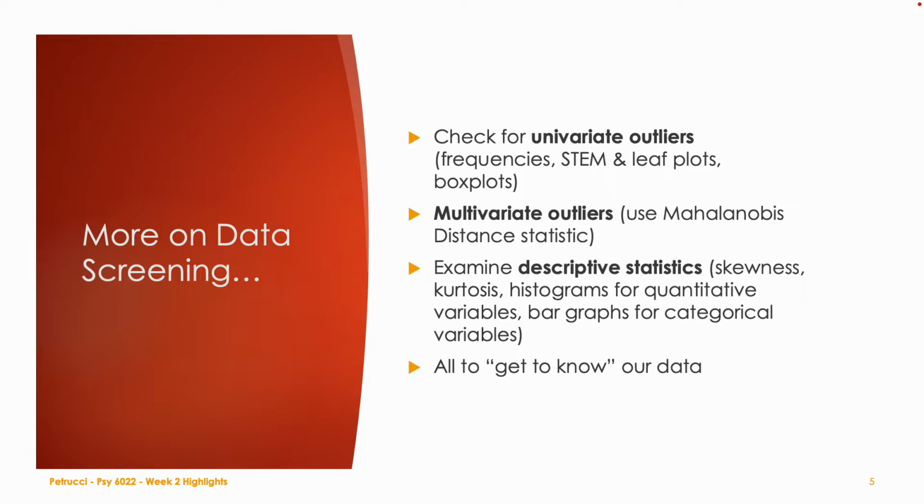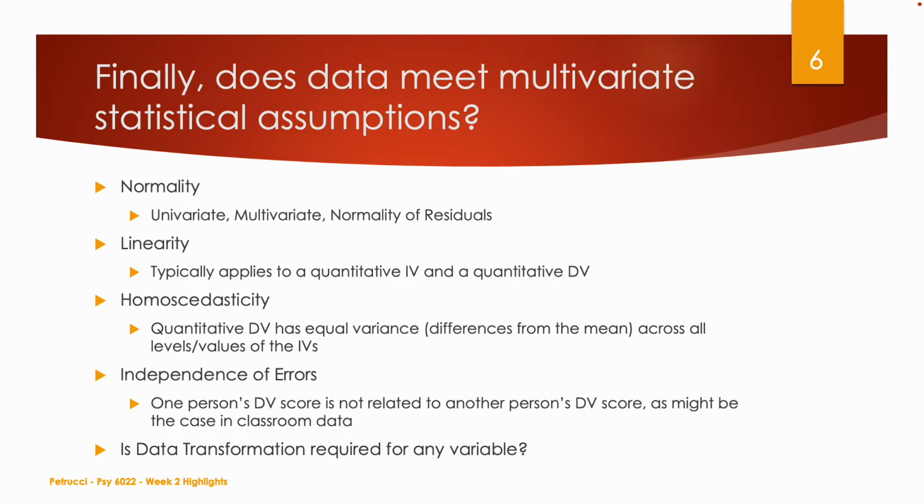We also examine descriptive statistics, again, to continue to get to know our data. So we're looking at skewness, kurtosis, histograms of our quantitative variables, bar graphs for our categorical variables. So all of these different techniques are data screening. And then finally, the third thing we're doing is asking whether our data meets the multivariate statistical assumptions. Here are some of the common ones across statistical analyses, and then there might be additional ones for particular statistical analyses.